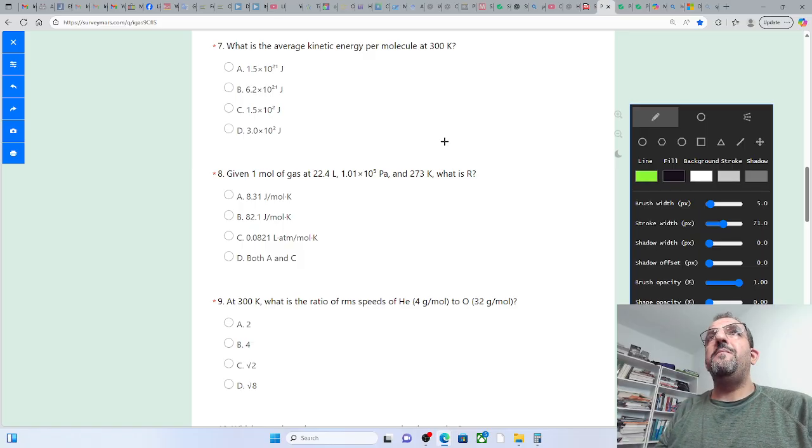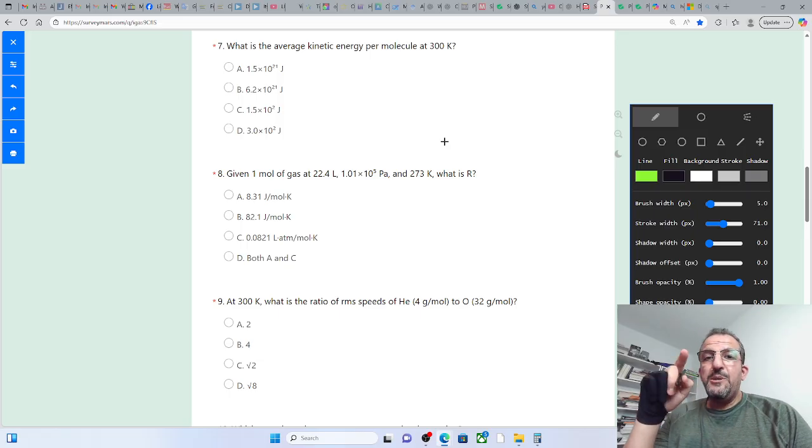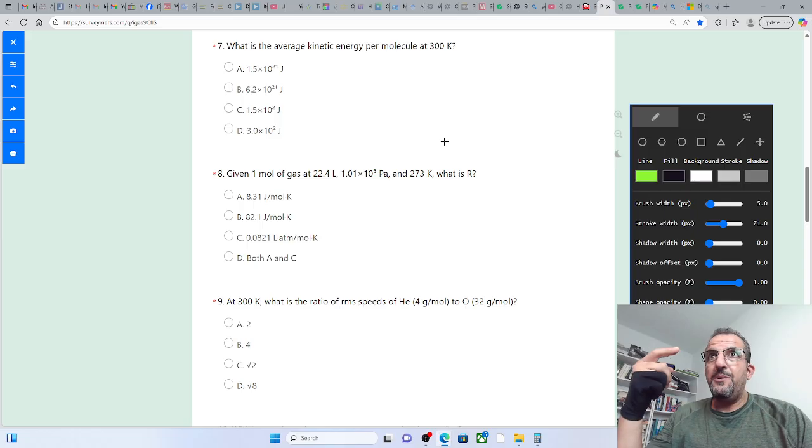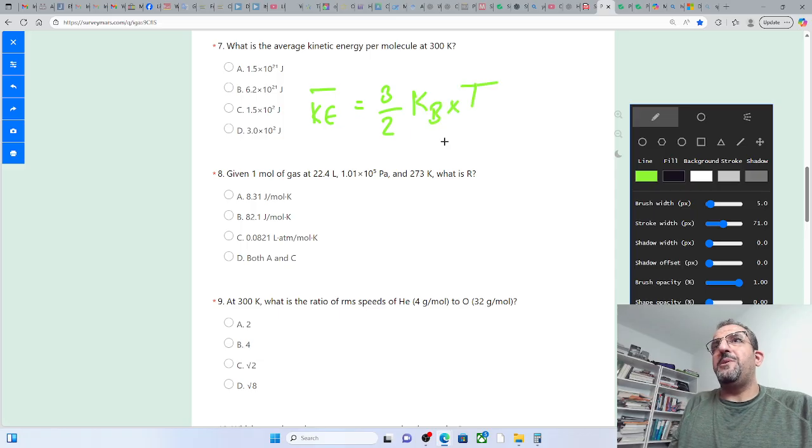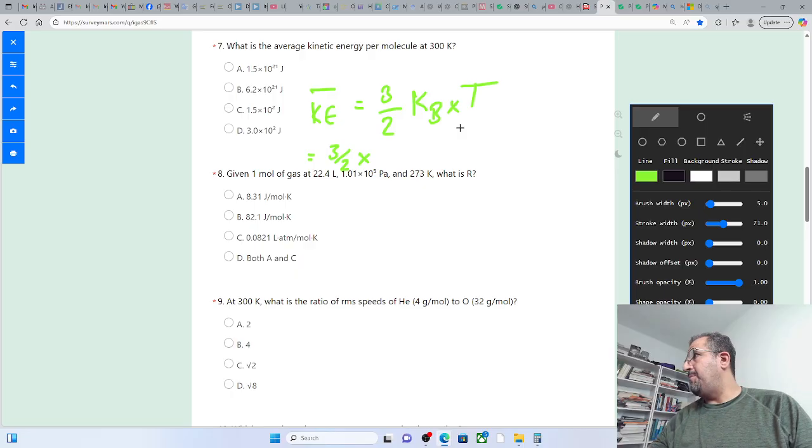So the next problem is asking about the average kinetic energy per molecule at 300 Kelvin. We know, guys, at a certain temperature the average kinetic energy is proportional to temperature. So we can say average kinetic energy is equal to 3/2 Boltzmann constant times temperature. So I have 3/2 times Boltzmann constant, which was written right here. So it's 1.38.